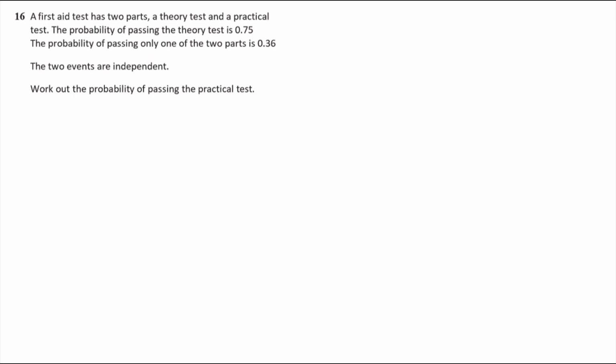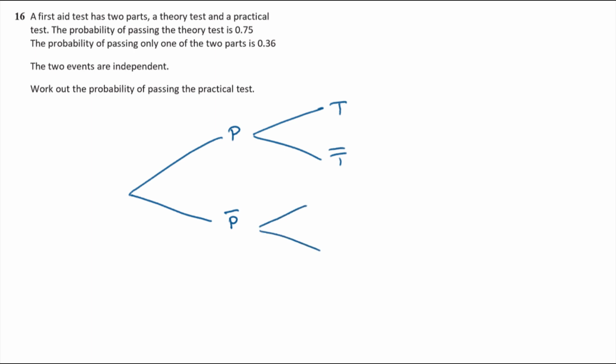Now, if you imagine this was a tree diagram, you would have passing the practical test or not passing the practical test, and passing the theory test and not passing the theory test. That would be what the tree would look like, isn't it? Okay. Now we know the probability of passing the theory test is 0.75 because we're given it in the question. So then that'd be 0.25, and that'd be 0.75, and that'd be 0.25, wouldn't it?